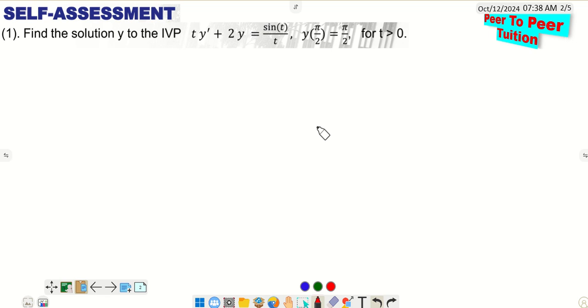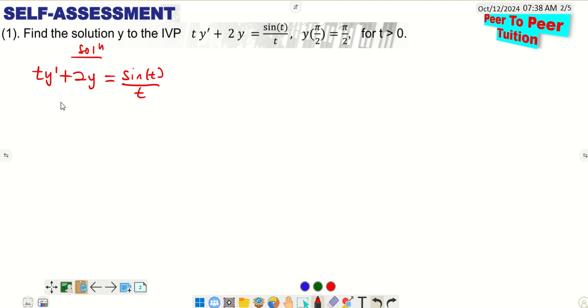Let's solve this initial value problem. We have been given t y prime plus 2y equal to sine t over t. This is a first order differential equation, and we have to write it in standard form by dividing through by t.